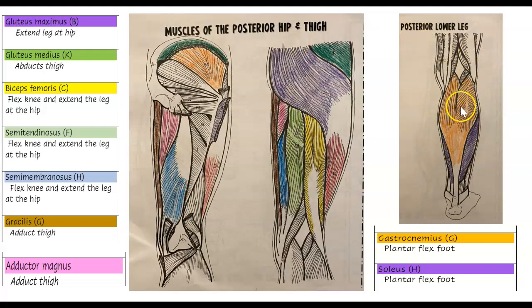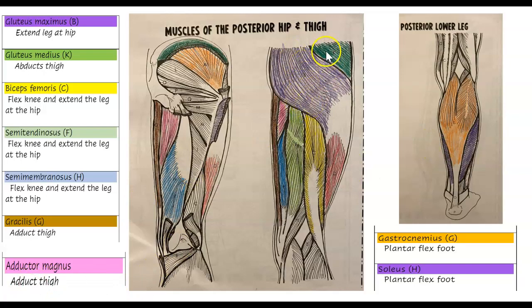And then looking at your posterior lower leg, you have your huge calf muscle here, which is called the gastrocnemius. And then the muscle that sits right underneath that is called the soleus. And both of their job is to plantar flex your foot, which means when you point your toes to the ground, that's plantar flexion. That's the job of these muscles. So again, these point your toes to the ground, versus on the anterior side, the tibialis anterior helps pull your toes towards your shin.